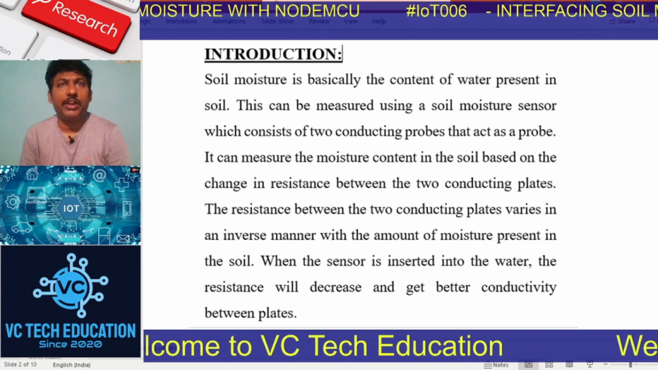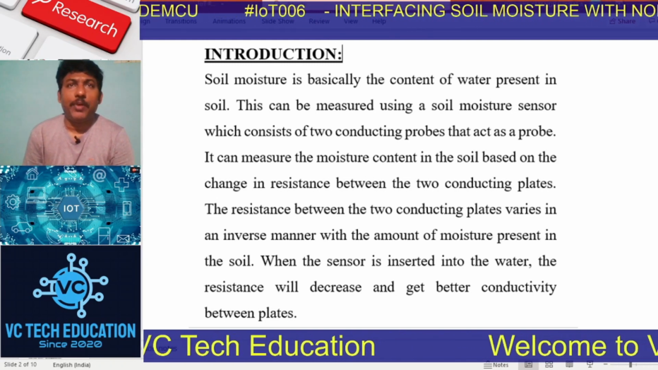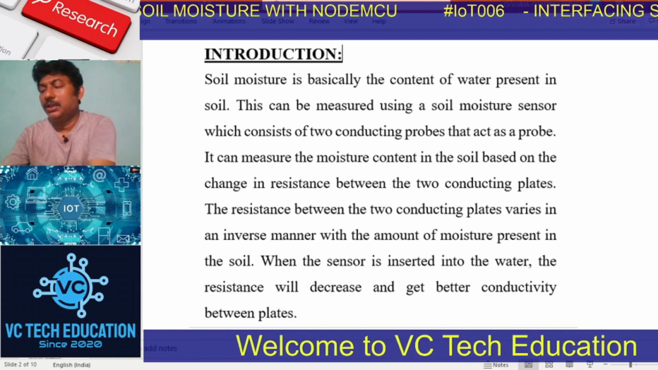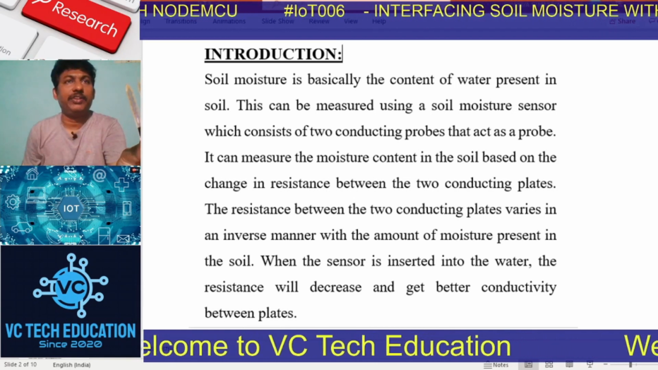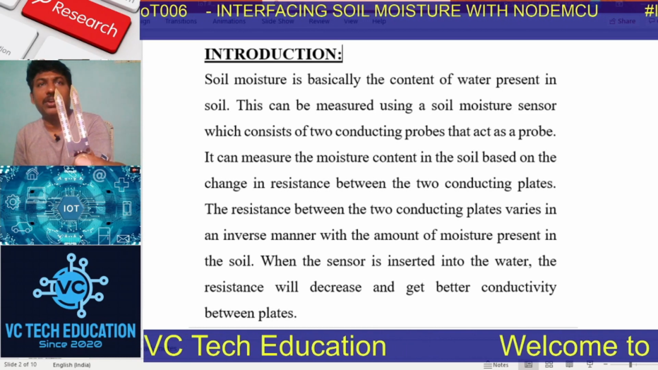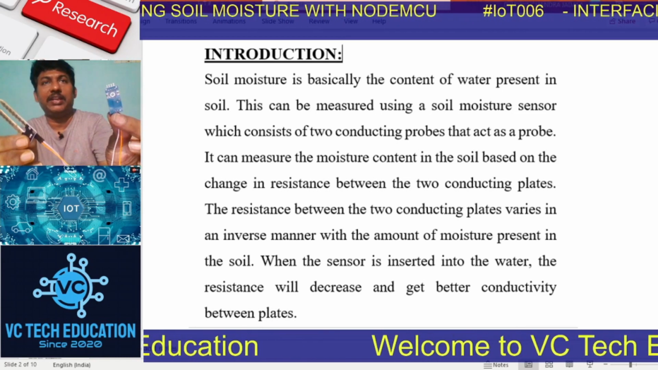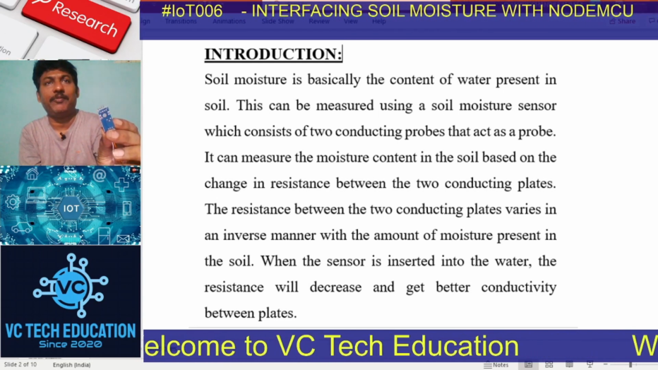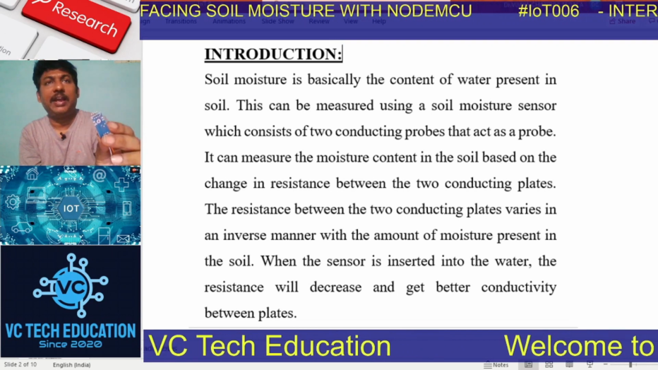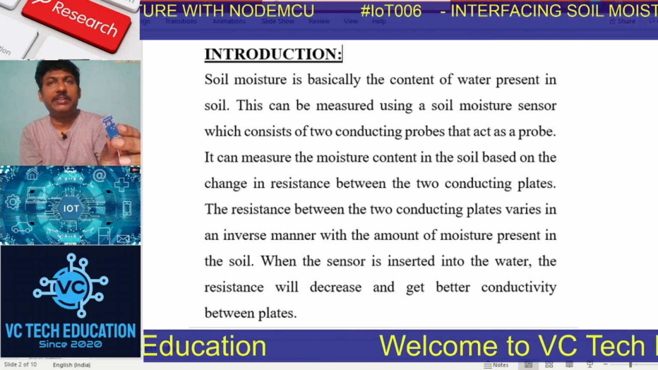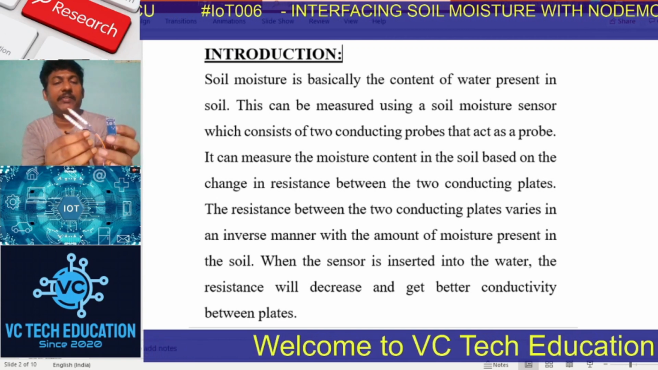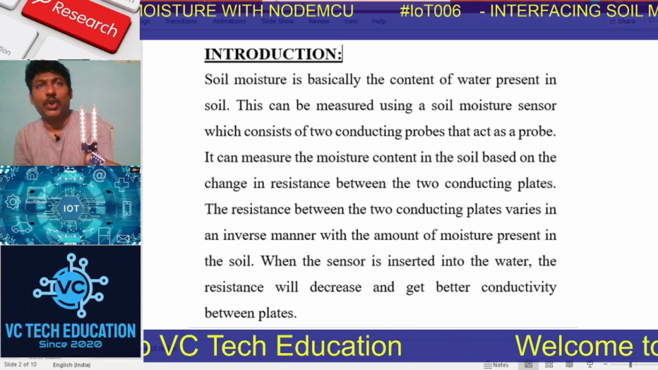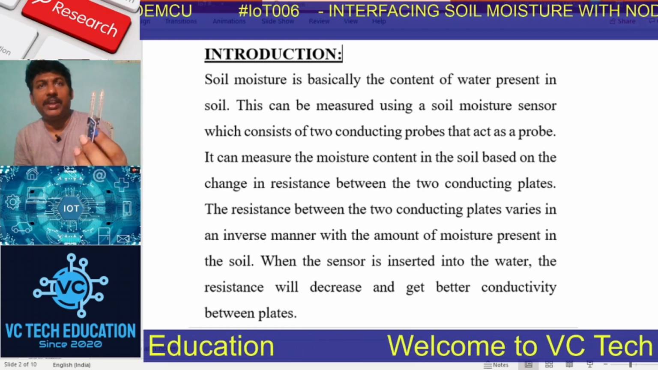This can be measured using a soil moisture sensor, which consists of conducting probes. This is the soil moisture sensor which you are seeing. These are called the probes, and this whole thing is called the soil moisture sensor. It comes with an amplifier, potentiometer and other devices, which is the connecting device with the probes. These probes will be inserted into the soil so that the readings can be calculated.